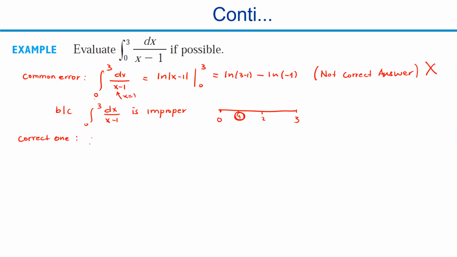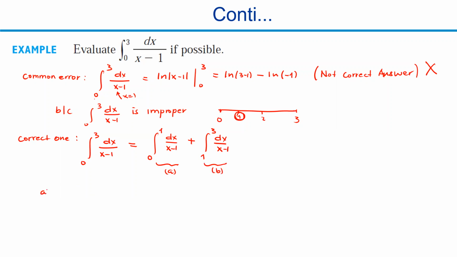Therefore, the correct one is: the integration from 0 to 3 of dx over x minus 1 has to be solved as the integration from 0 to 1, where 1 is the discontinuous point, plus the integration from 1 up to 3 of dx over x minus 1. Now we have to solve these one by one. We can call this one A and this one B, then we'll add them.